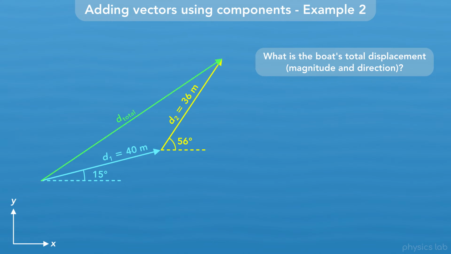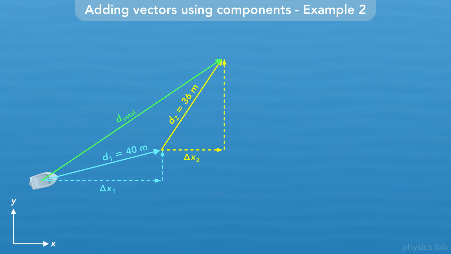Like before, the total displacement vector starts at the beginning of the first vector, d1, and ends at the end of the second vector, d2. So it points from the boat's start position to the end position. To find d total, we need to find its x and y components. Again, the total x component will be delta x1 plus delta x2, and the total y component will be delta y1 plus delta y2. Hopefully this makes sense.